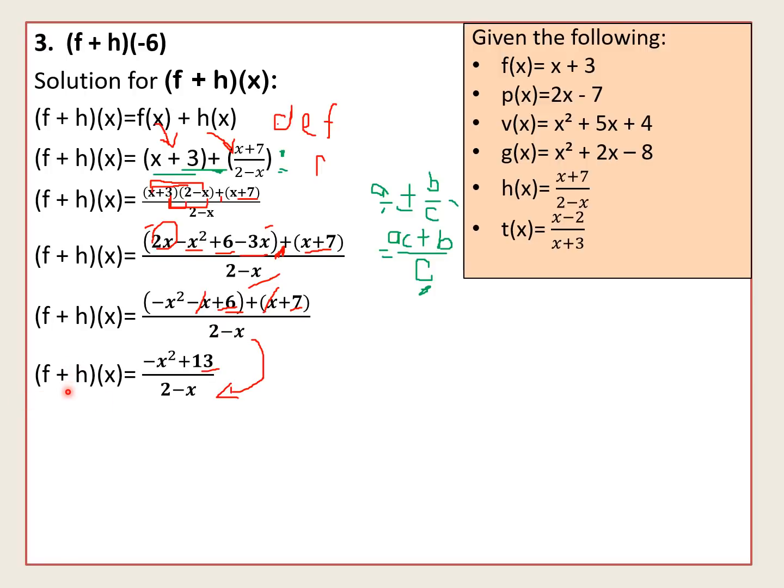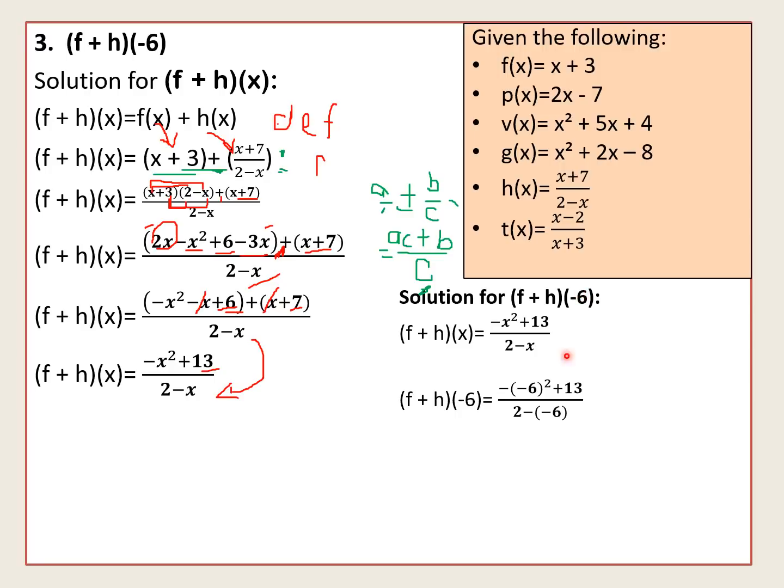Okay? So, let's have the next solution. Next solution is evaluation na tayo. Okay, sa right side tayo. So, solution for f plus h of negative 6. So, isusulat muna natin yung nakuha natin. Ano kasi nakuha natin na f plus h of x? It is negative x squared plus 13 over 2 minus x. Lagi natin isusulat yung given or yung nakuha natin. Okay? Tapos, after nating masulat yon, that's the time na isa-substitute natin si value ng x, which is negative 6.